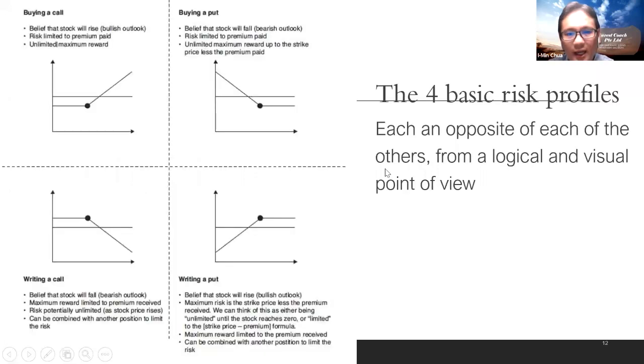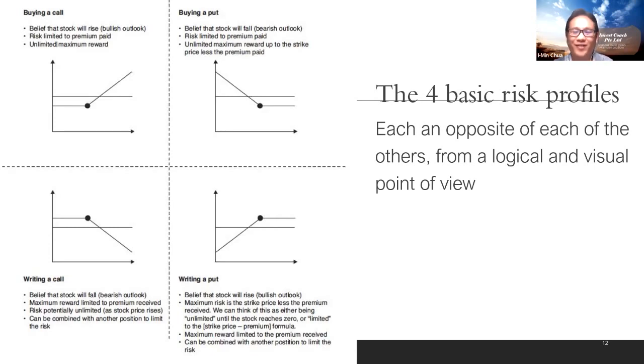Before that, I need to go through what I call the 4 basic risk profiles: buying a call, buying a put, writing a call, writing a put. These are the 4 basic profiles that we will run through. Then you have a clearer picture of how options are able to help you make money regardless of the market direction.